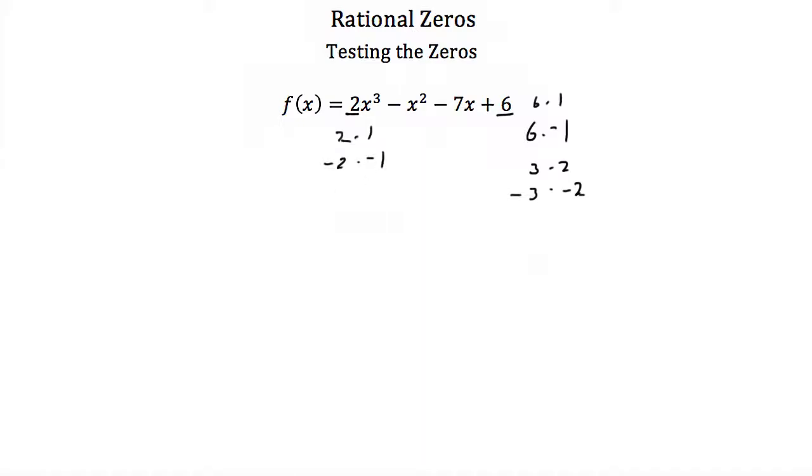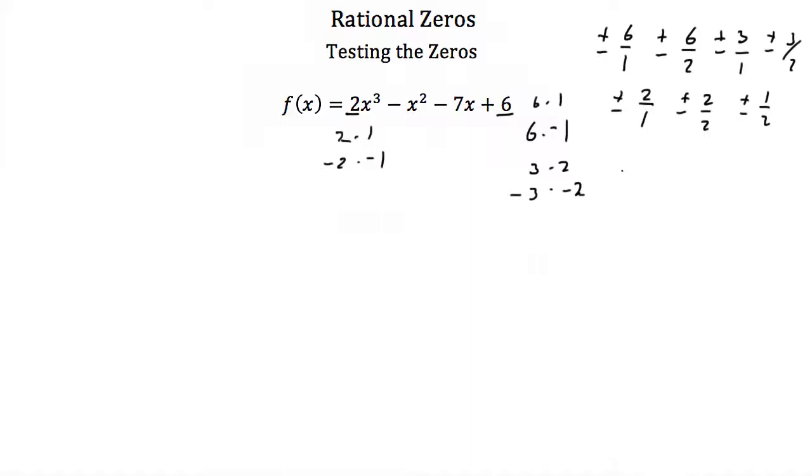So our possible rational zeros then would be plus or minus 6 over 1, plus or minus 6 over 2, plus or minus 3 over 1, plus or minus 3 over 2, plus or minus 2 over 1, plus or minus 2 over 2, and plus or minus 1 over 2.